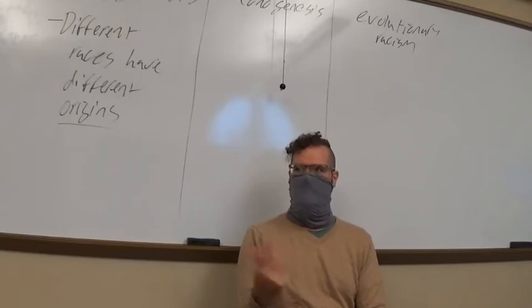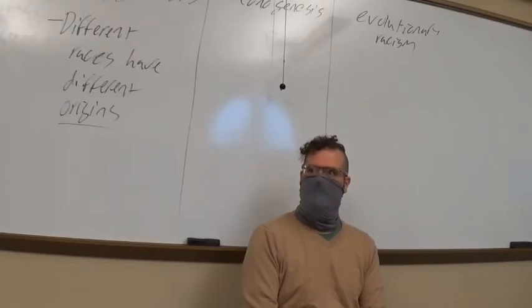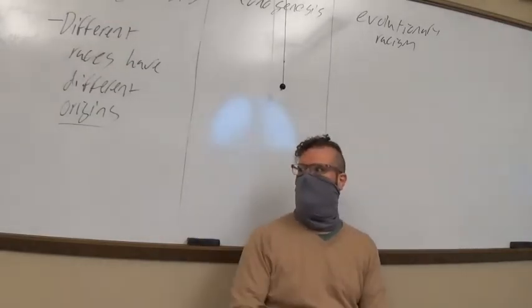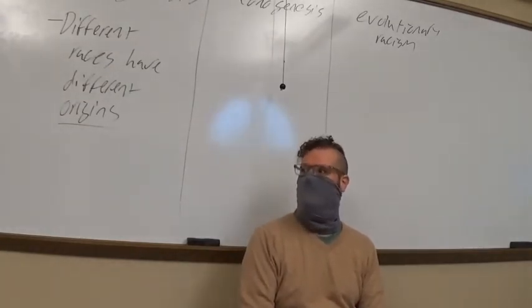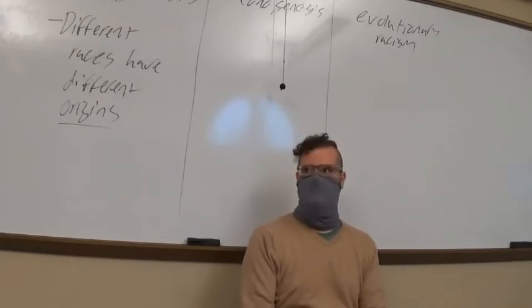Does anybody want to translate that into something even less abstract? What would it mean to say that different races originated from different species? Kind of saying we're not all one human race, we're just different types of humans, if that makes sense. Yeah, different species. Essentially what that means is that there are different species of human.